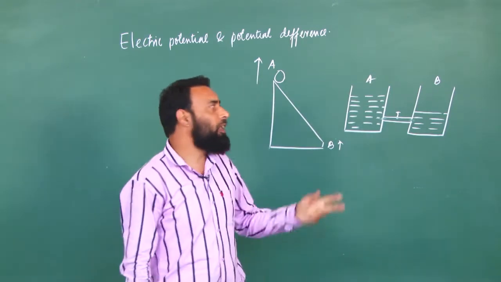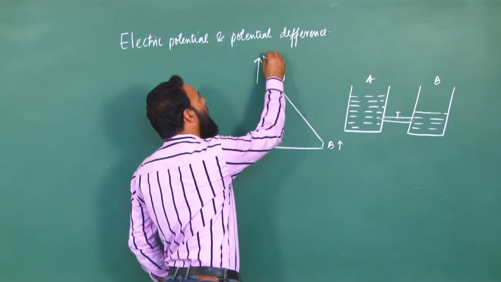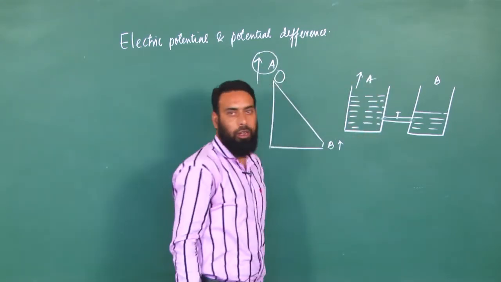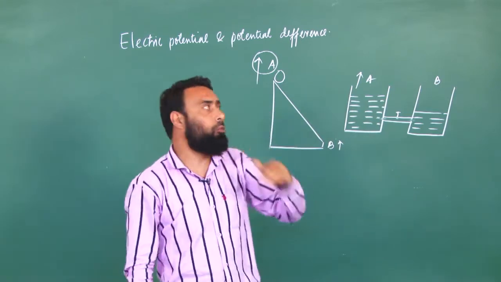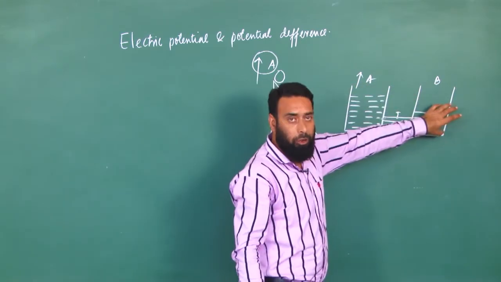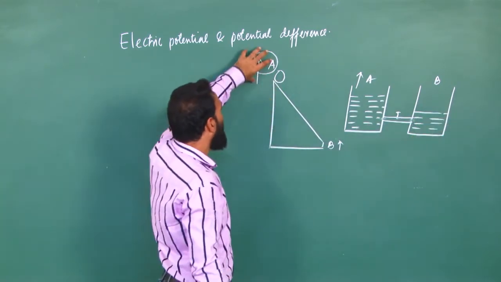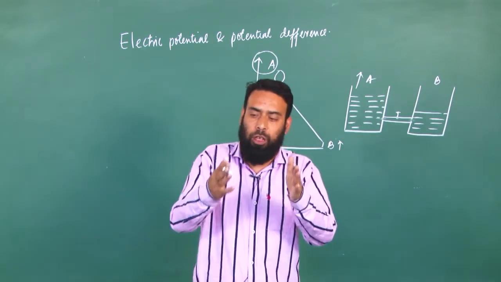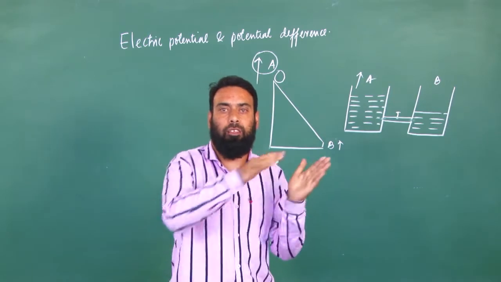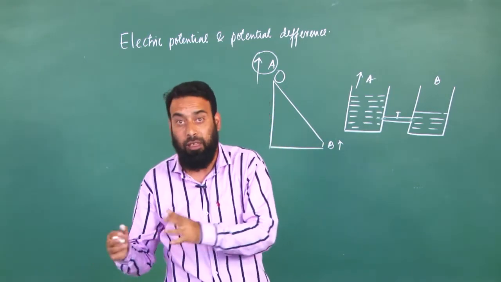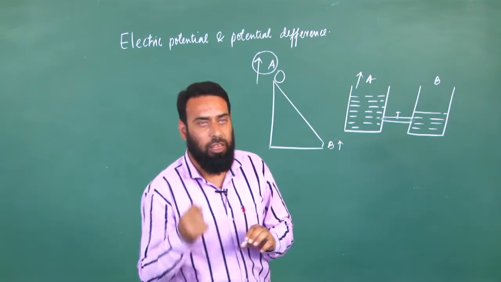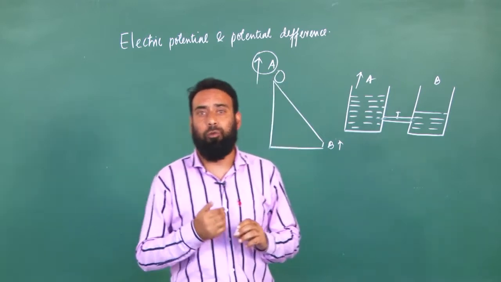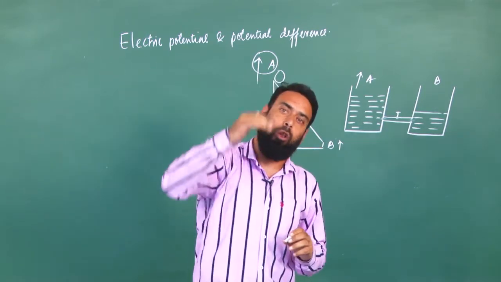So again, in these two examples, you see the higher level in the height, and here the higher level in the water. The pressure of the water in tank A is more as compared to the pressure in tank B. Similarly, the height at point A is very high as compared to point B. So the ball or the water is moving from the higher level to the lower level. In a similar manner, when current is flowing, the charges are always flowing from the high potential to the low potential.